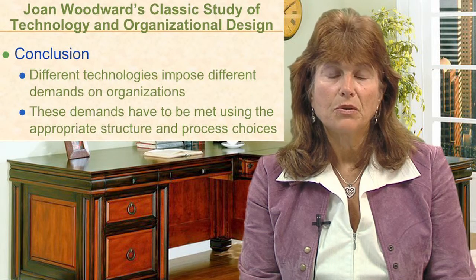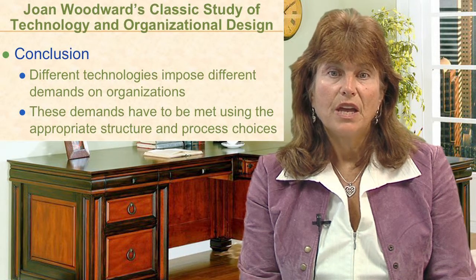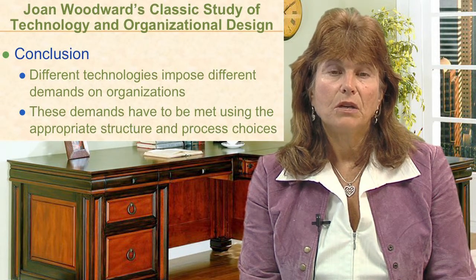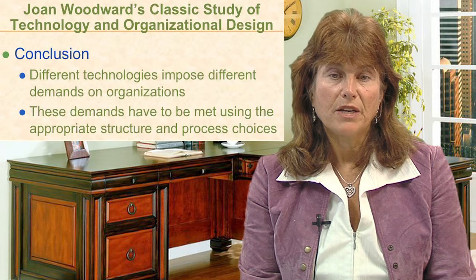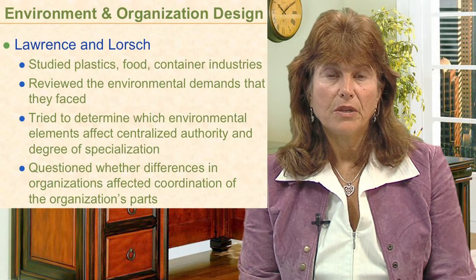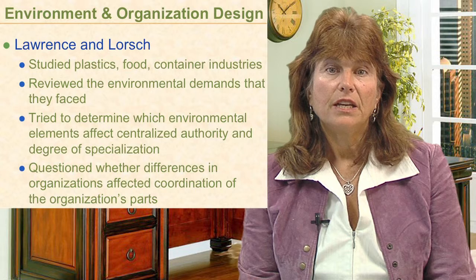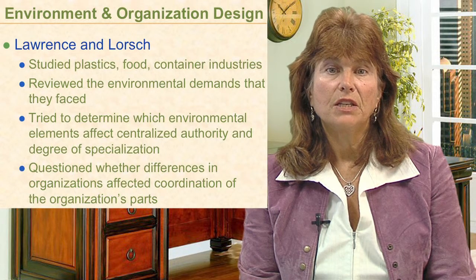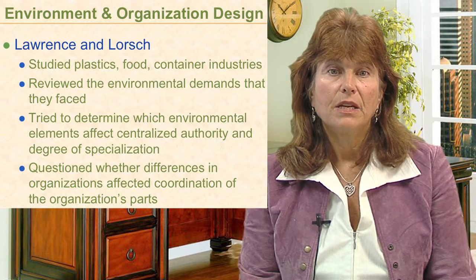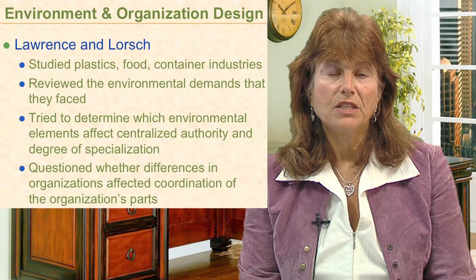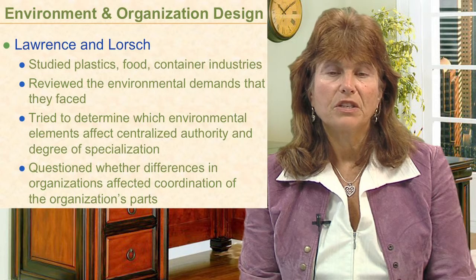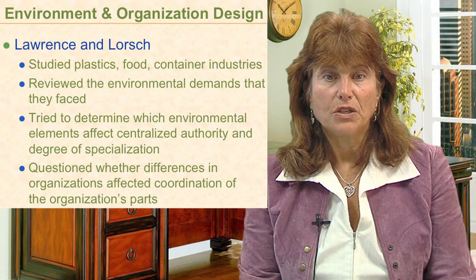So the conclusion of her research was that different technologies impose different demands on the organizations, and the demands have to be met using appropriate structure and processes, whether it's centralized or decentralized. Another study by Lawrence and Lorsch that's in your book, they studied plastic and food and container industries, and they looked at the environmental demands on the organization. And they tried to determine which environmental elements would determine whether an organization needed to be centralized or decentralized.